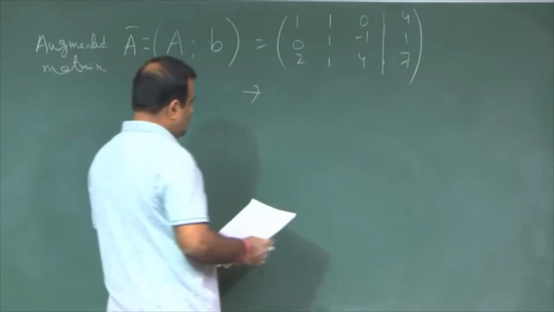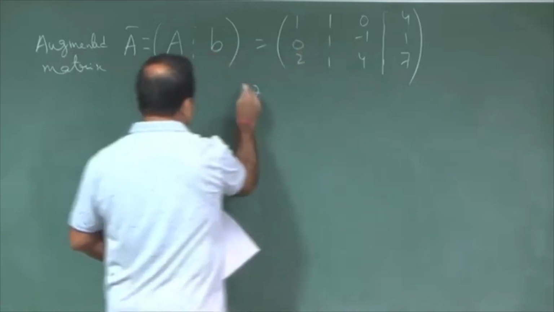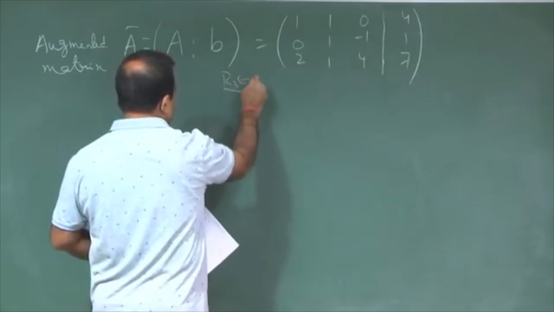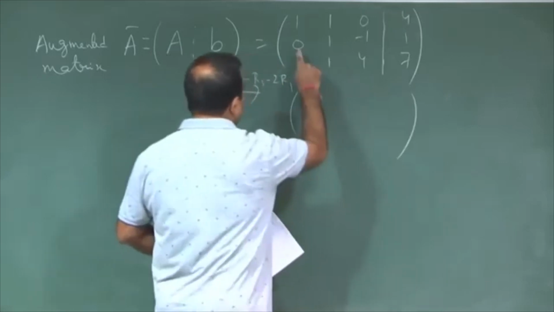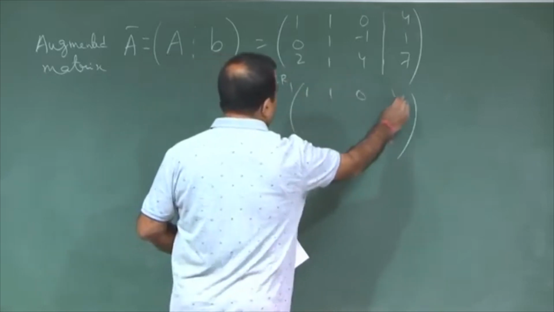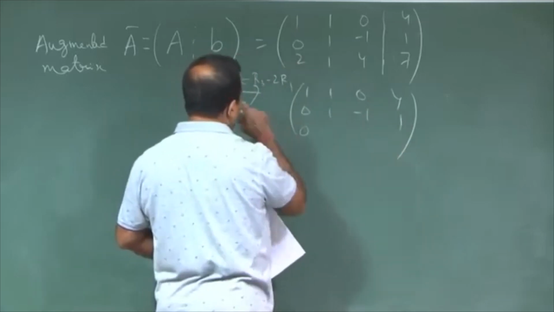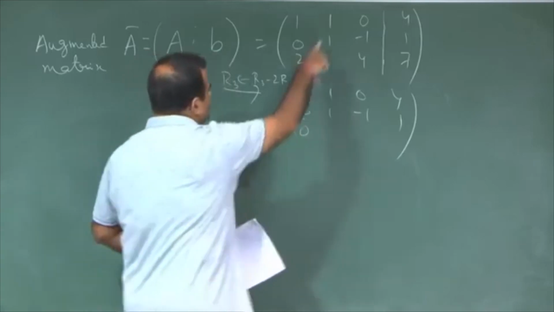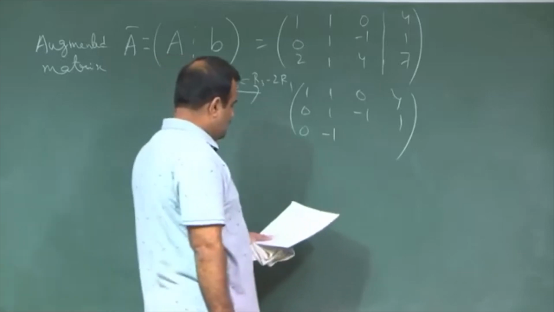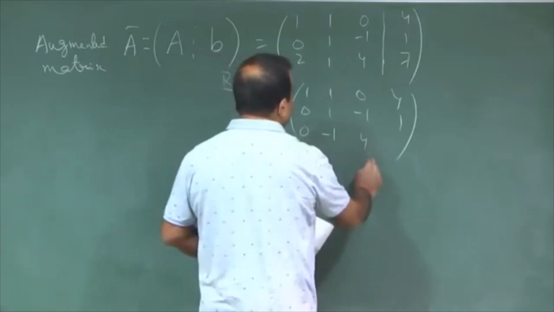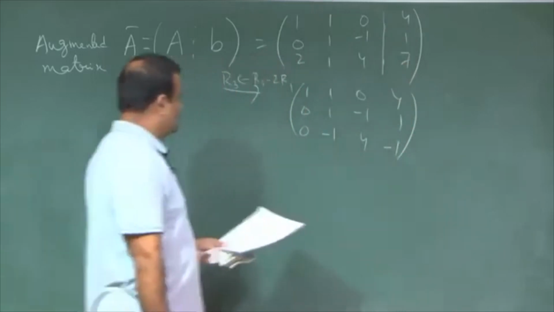So we just replace this R3. We want to make it 0. So we will do R3 goes to R3 minus 2 R1. If you do that, the first row will remain the same, second row will remain the same, and the third row, this will become 0, this will become minus 1, and this will become 4 again, and this is 2. So 7 minus 2, this is minus 1 like this.